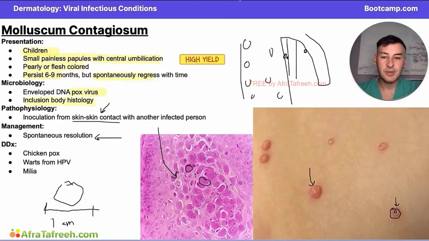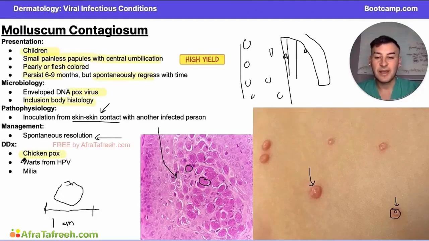So let's talk about some differential diagnosis for molluscum contagiosum. Chickenpox is going to look slightly similar. I think the lesions are easy enough to tell apart because molluscum has these central umbilications, but also chickenpox will present with fever, whereas molluscum will be an afebrile illness. Warts from HPV tend to look a lot rougher in texture than the ones that we see here in molluscum contagiosum with central umbilication.